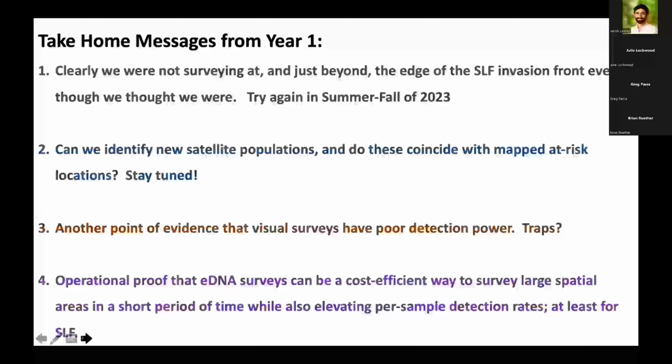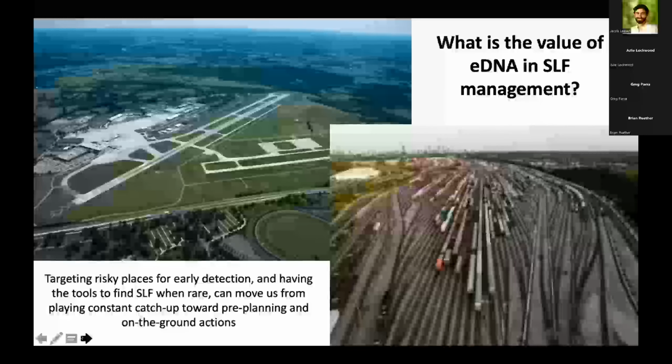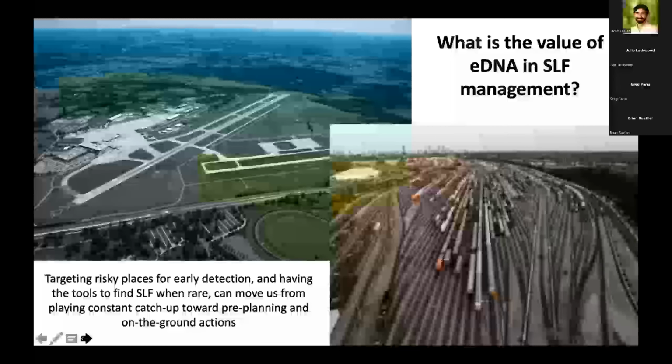And it was encouraging in the sense that it's a pretty cost efficient way to survey over large areas in a short period of time, while at the same time having really high per sample detection rates, at least for SLF, which I said leave a lot of eDNA. So bigger picture, what's the value of eDNA in SLF management, which is something we'll talk about a bit later.